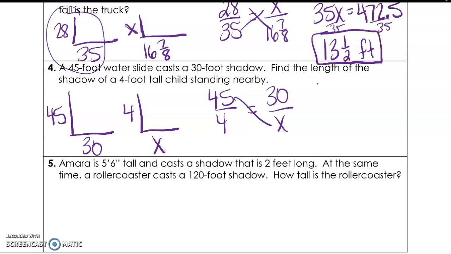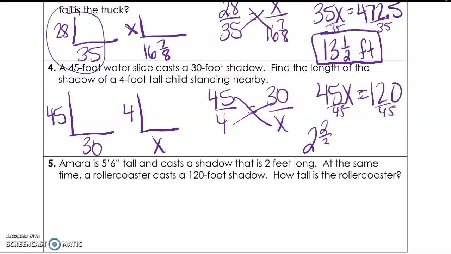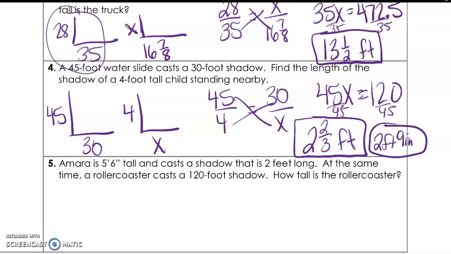So cross multiply. 45x is equal to 120. Divide by 45. You're going to get 2.6 repeating, so we need that to be 2 2/3 feet. Again, change that 0.6 repeating to 2/3. You could also say 2 feet 9 inches if you would like to be more exact.